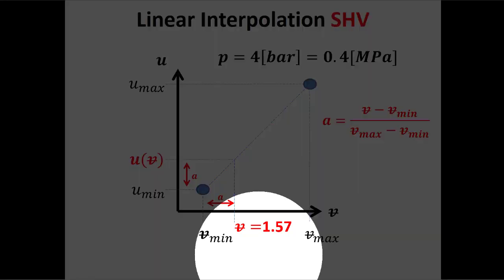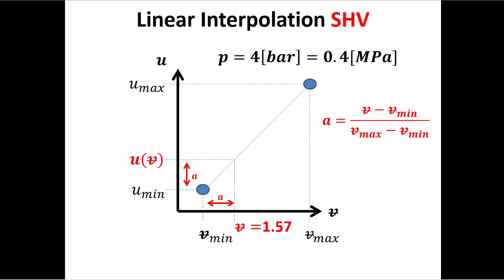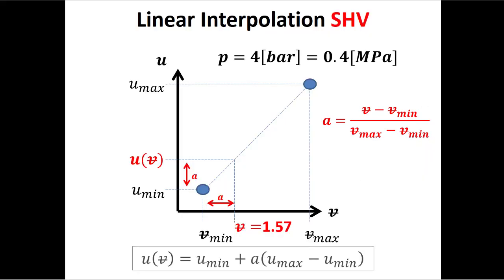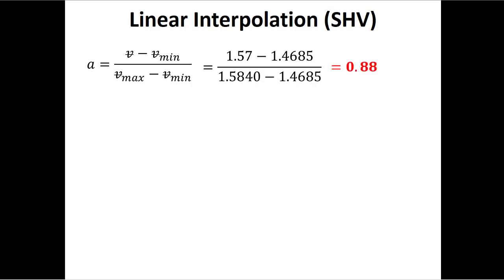So here's my equation for A. I know my specific volume at state 3, and then I know the minimum and maximum ranges on my table. I'm using that interpolation factor to then find the specific internal energy. So in this case, I plug in all the numbers that I get from the table, along with my known specific volume at state 3. And I find that my interpolation factor A is 0.88.